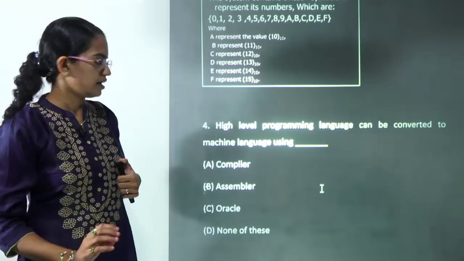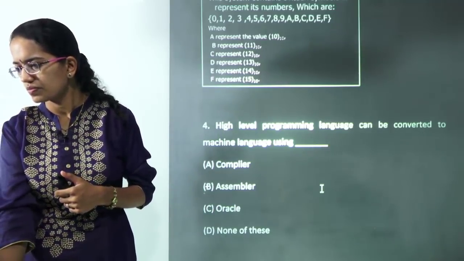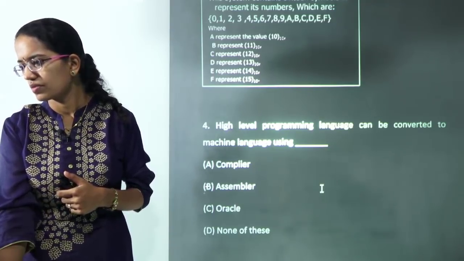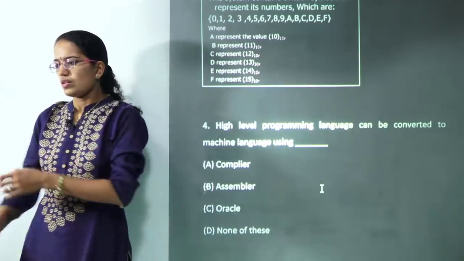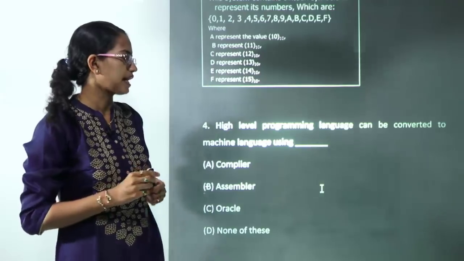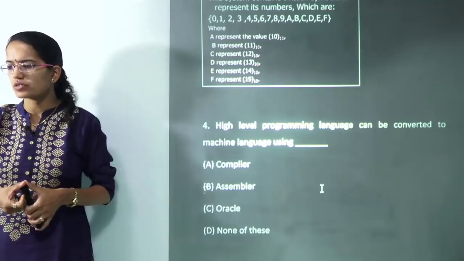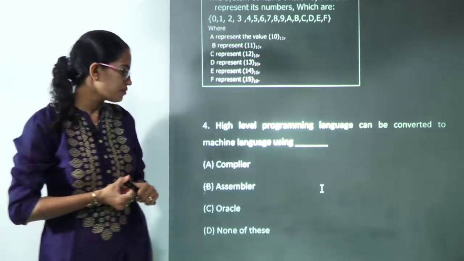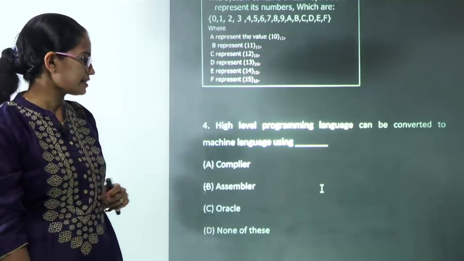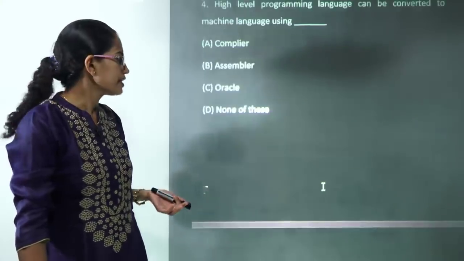Now again the fourth question, looking for the correct answers. So question number 4, what would be the correct option? High level programming language can be converted into a machine language using a very direct question. Great, Supermind. Okay, compiler. So a lot of you are coming up with correct answers. Great. So compiler is the correct answer here. High level programming language can be converted into machine language by compilers.